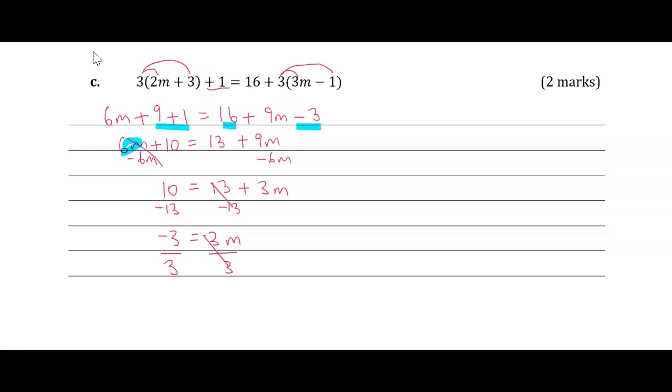And then last step is to divide by 3. So -3 over 3 is -1. So -1 equals m, or m equals -1.